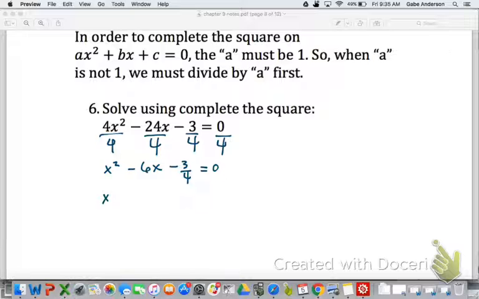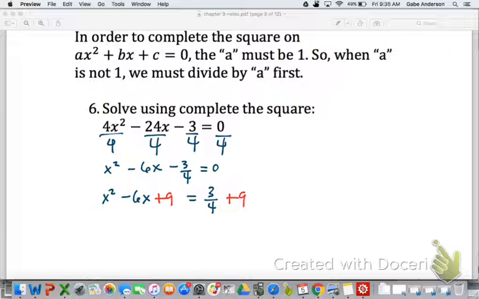All right, good review of steps here. First step would be to get the c to the other side by adding 3/4 to both sides. Now let's see how good you guys can do this. What is b? Negative 6. Half of that is? Negative 3. Squared is 9. So we're going to add 9 to both sides, right? So plus 9, plus 9.